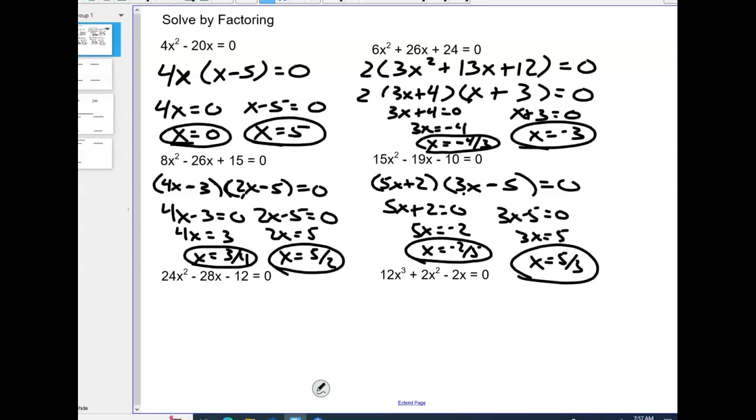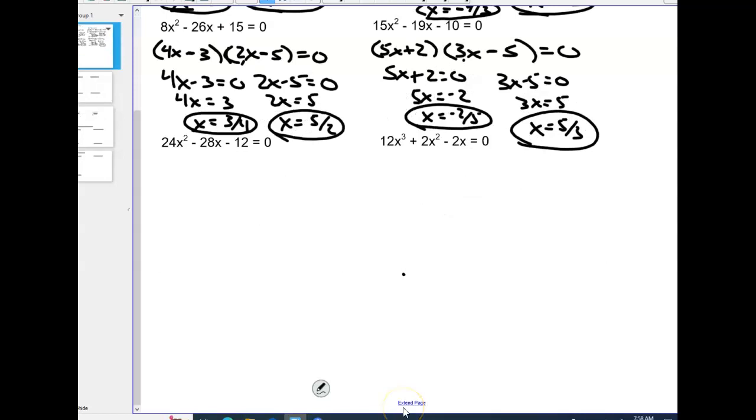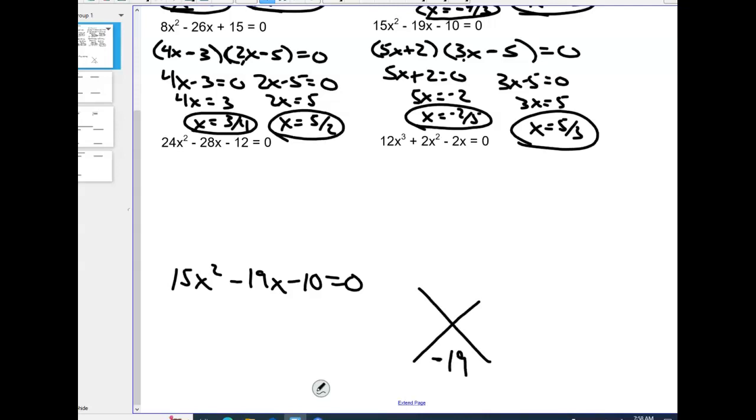Now, just to show you as an example here, 15x squared minus 19x minus 10. If you're someone who would want to use that x method, here's what you do. The middle term with its sign always goes on the bottom. And then we multiply the a and the c terms. 15 times negative 10 is negative 150.